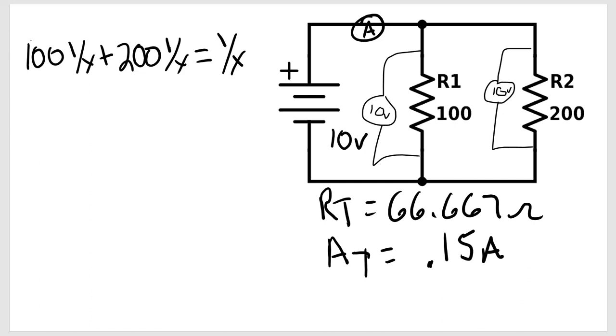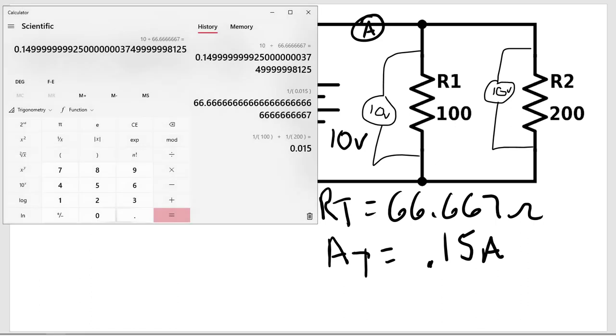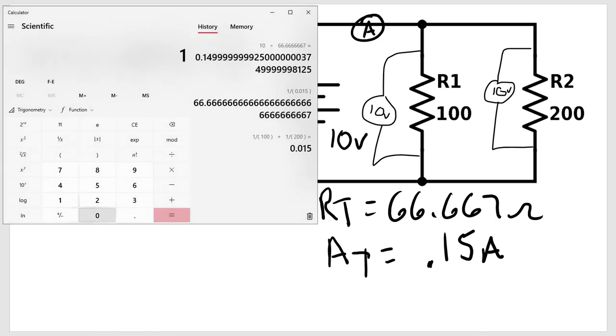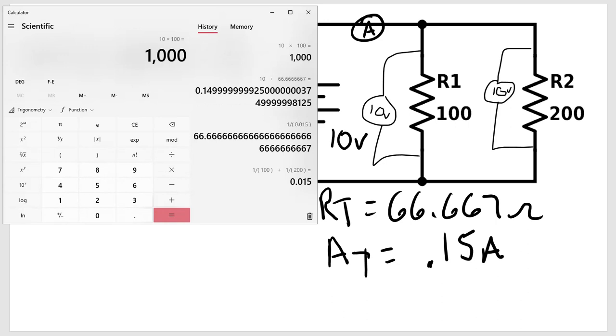So if I got 10 and I divided it by 100, I'll get the calculator out for that. So I got 10 and then I divided it by 100. It's going to give me 1,000. And that's totally not right. Let's clear it. I must add something in there. Let me clear that out.